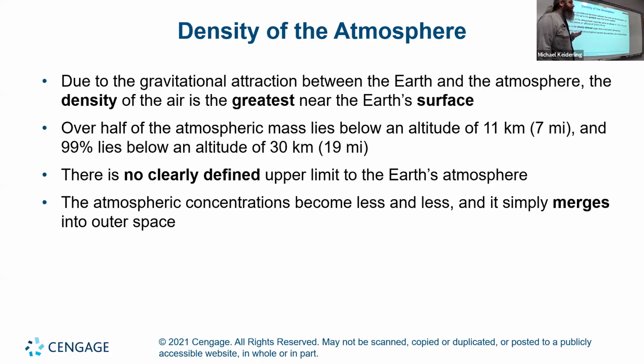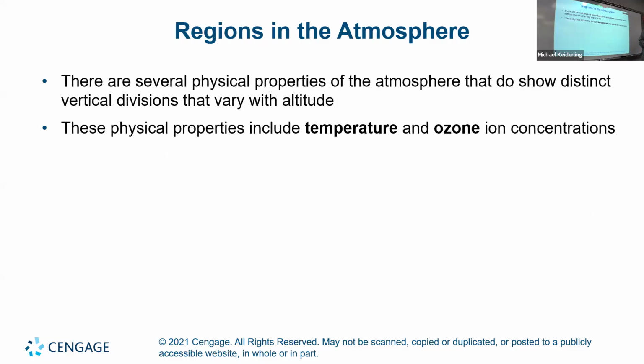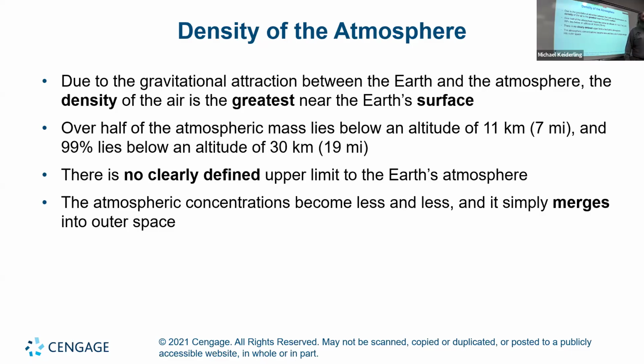Now, there's no clearly defined upper limit to the Earth's atmosphere. It just gets thinner and thinner until you're in outer space. It simply merges into outer space as the atmospheric concentrations get less and less. So just in general, the density and pressure of the atmosphere decreases as you go up because there's less atmosphere pushing down on it. Because the pressure of the atmosphere is just the weight of all the air above you. So as you go up, there's less air above you, less weight. And that pushes most of the air down towards the bottom. So it's a higher density as well.